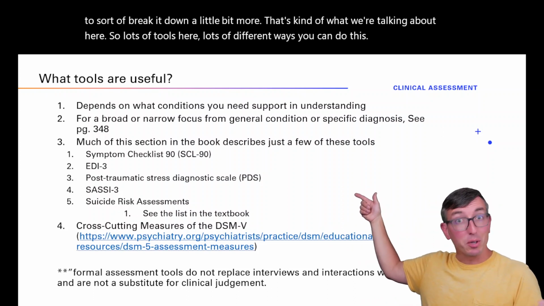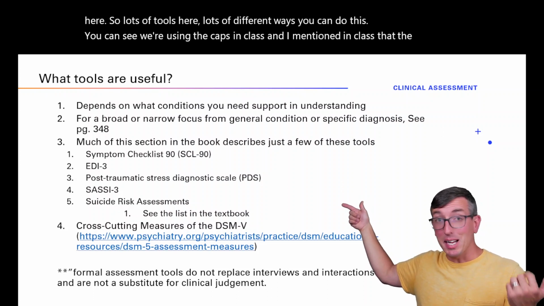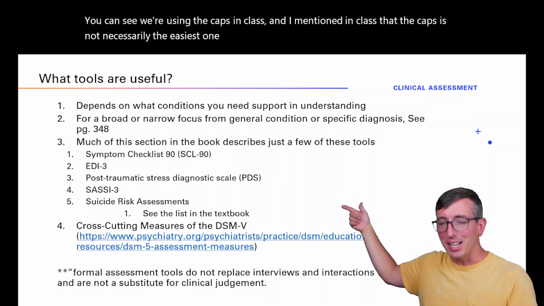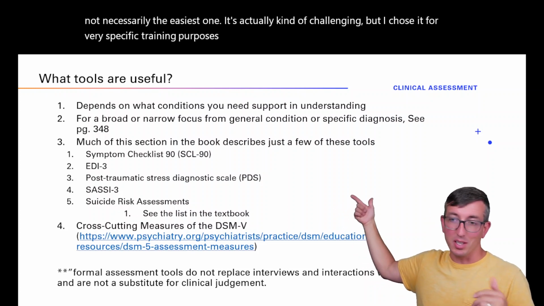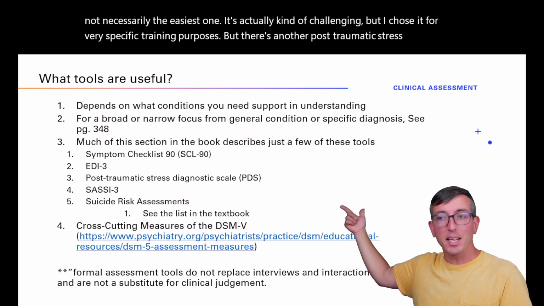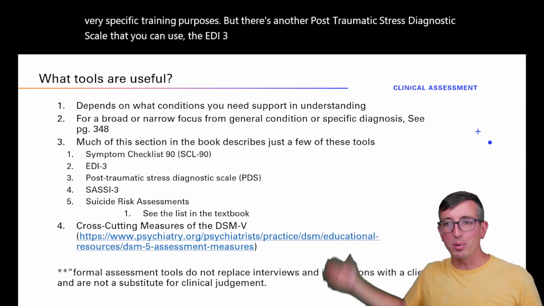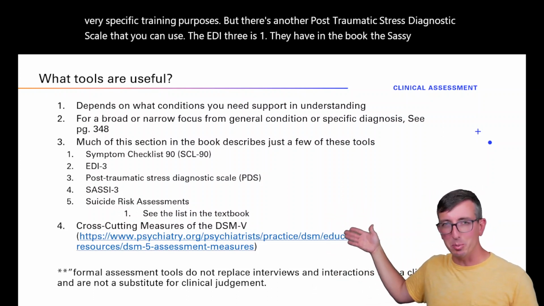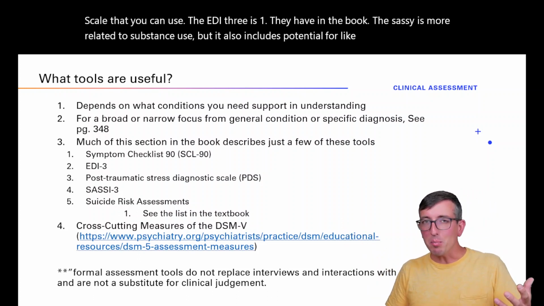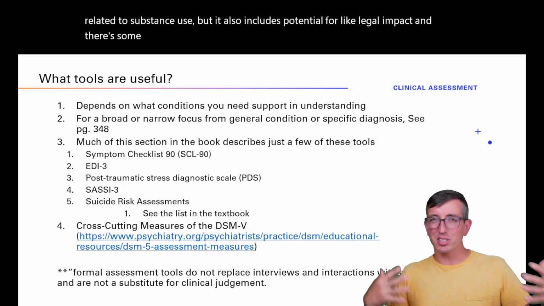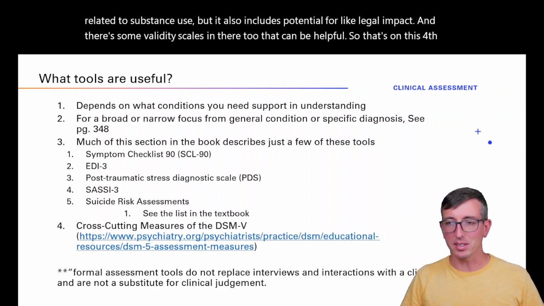You can see we're using the CAPS in class, and I mentioned in class that the CAPS is not necessarily the easiest one. It's actually kind of challenging, but I chose it for very specific training purposes. But there's another post-traumatic stress diagnostic scale that you can use. The EDI-3 is one they have in the book. The SASI is more related to substance use, but it also includes potential for legal impact, and there are some validity scales in there too that can be helpful. That's on its 4th edition now, actually. So the SASI 4.